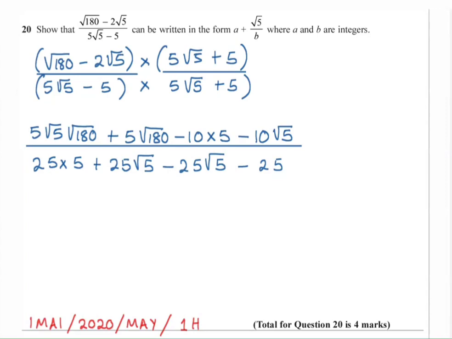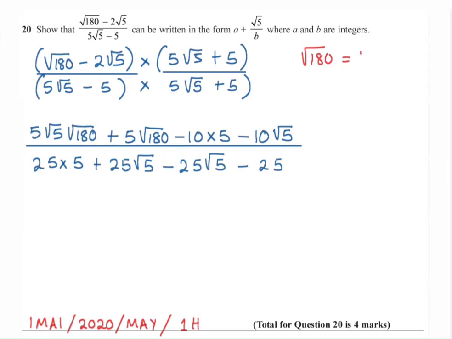Remember, it's a show question, so we have to show all our steps. Now, some of the terms in the numerator would need to be simplified. So let's talk about our root 180 here, the square root of 180. If I do it on the side, it can be simplified. Take any two factors of 180 and then simplify the surds from there.